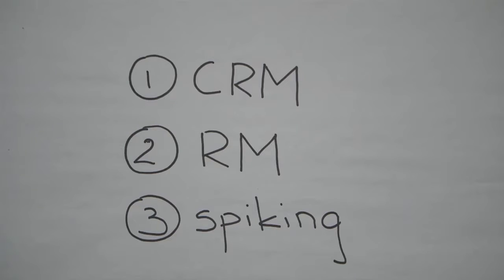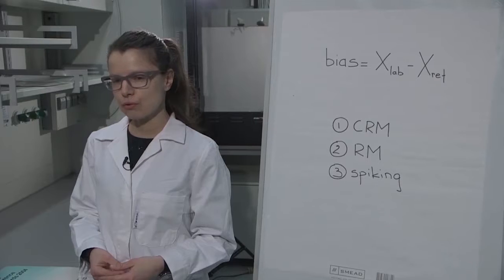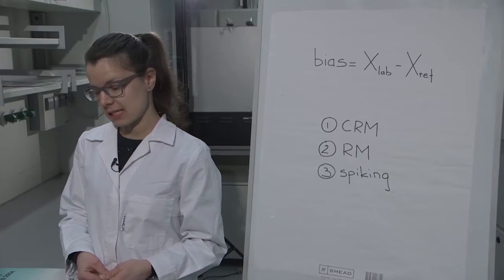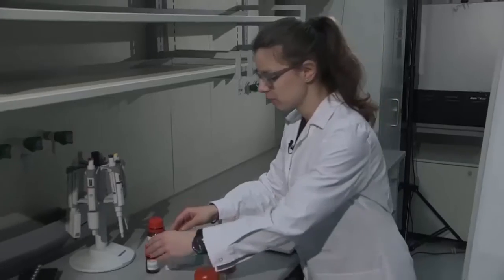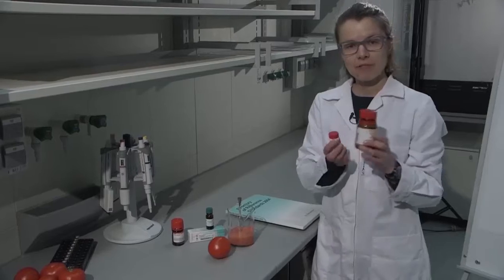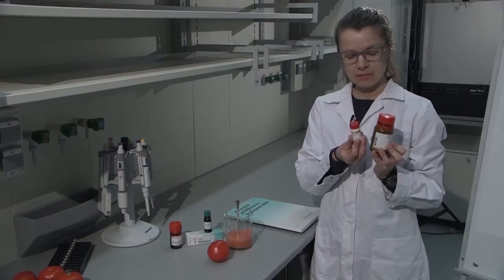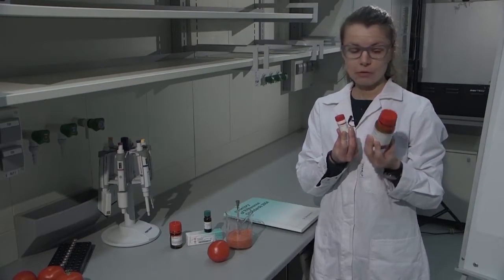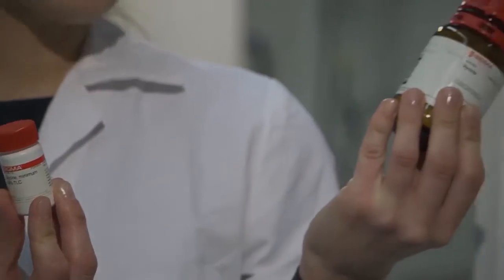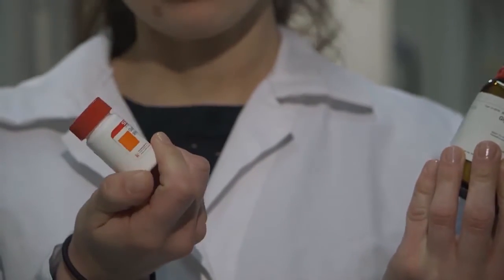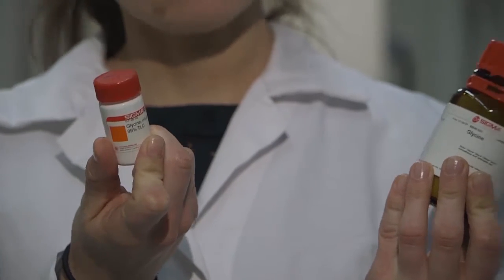So this leaves us to the third option, which is spiking, and it is usually the most used for validation studies. So how to get this spiking? It means that we need reference material, and it should be different from our calibration. So this means that you have different reference materials: you use one for your calibration and the other one for your spiking studies.